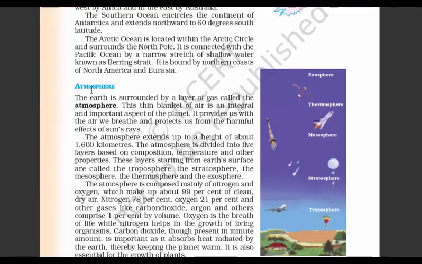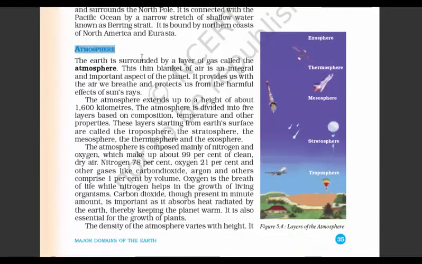So coming to the next topic, atmosphere. The Earth is surrounded by a layer of gas called the atmosphere. And if you see this picture on the right side, you can see the different layers of atmosphere. First comes troposphere, stratosphere, mesosphere, thermosphere and exosphere. So you can easily remember this by TSMTE or anything. You can use some kind of mnemonics.